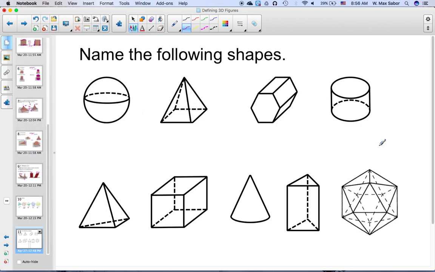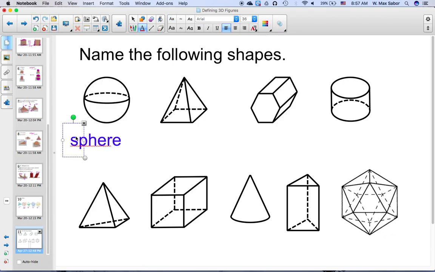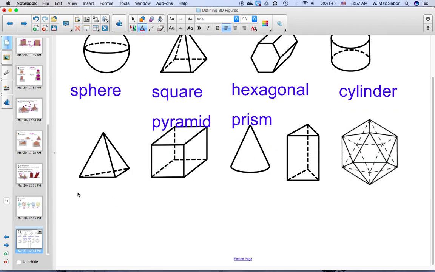So just as some practice, let's name these shapes. This should be a sphere. If we say that the base is a square, then we would call this a square pyramid. Here, this connects two hexagons, so it's a hexagonal prism. Here we have a cylinder. This is a tetrahedron or a triangular pyramid.